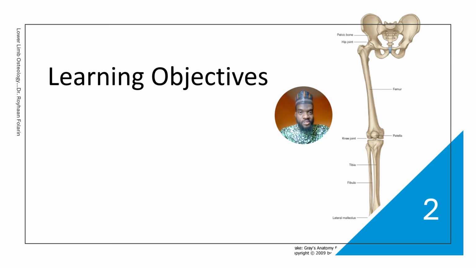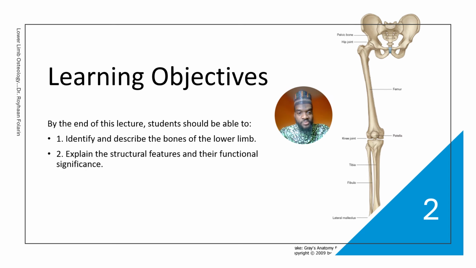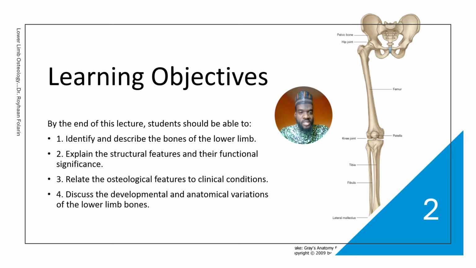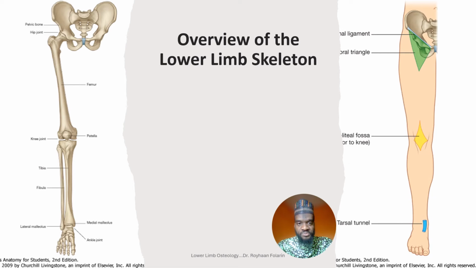By the end of this lecture, you'll be able to identify and describe the bones of the lower limb. You'll be able to explain the structural features and attach them to their functional significance. You'll be able to relate this to common clinical conditions. And we'll also touch on developmental and anatomical variations to have a complete understanding.